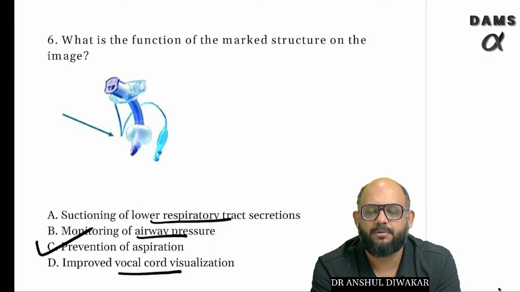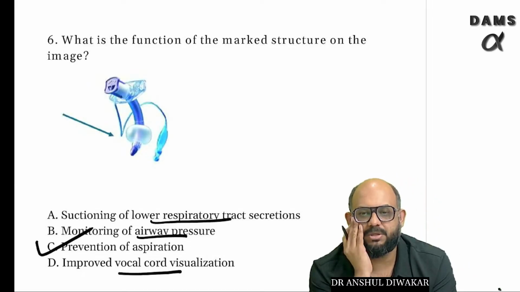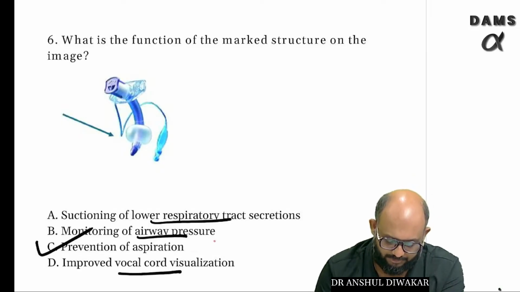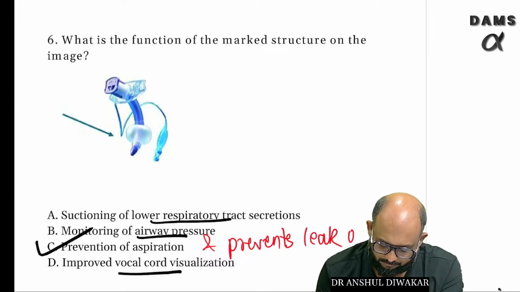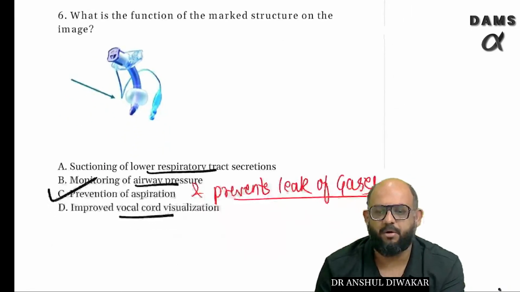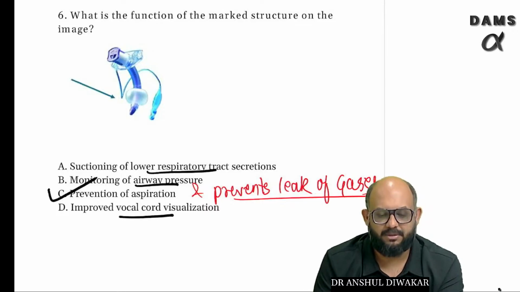Hyperthermia was a giveaway. So that is the important thing, that they give the catch point. They don't create too much confusion. So what is the function of the cuff? Prevents aspiration. Also, what is another function? Prevents leak of gases. So it prevents aspiration and prevents leak of gases. Very good.